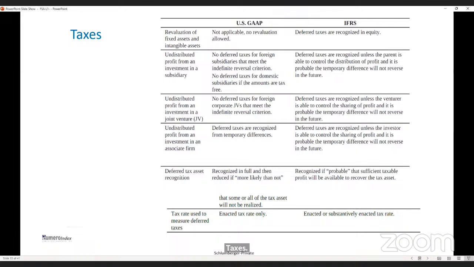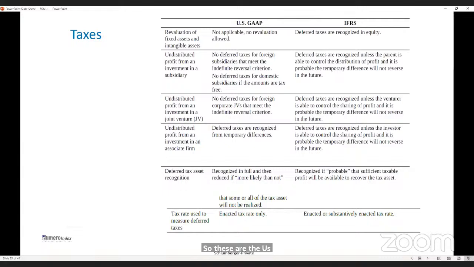Undistributed profit from an investment in a subsidiary. No deferred taxes for a foreign subsidiary that meets the indefinite reversal. Under IFRS, deferred taxes are recognized unless the parent company is able to control the distribution of the profit and it's probable that the temporary timing difference will not reverse. Another condition that you must know for you to have a deferred tax asset or liability is that there is a timing difference. All right. So these are the US GAAP and IFRS.